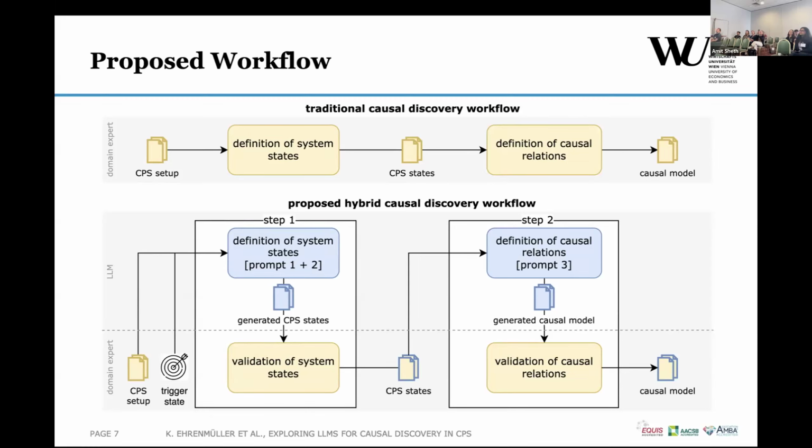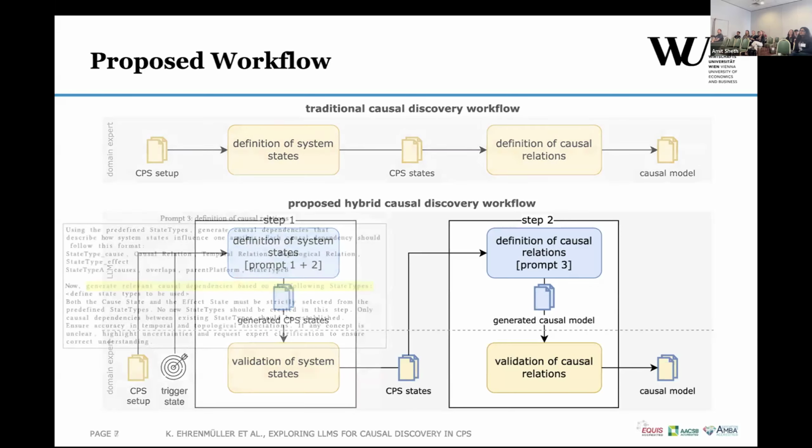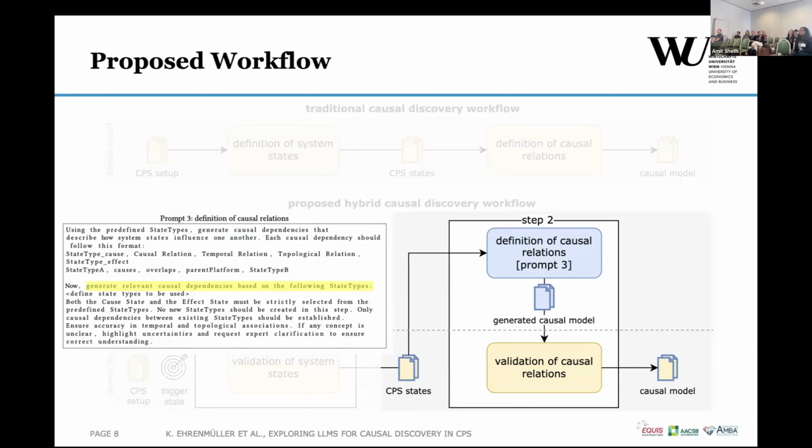Once we have these validated states, we go back to the LLM and ask it to define causal relations between these states that have been defined and validated. In the third prompt, given the following state types, we ask which causal relations it proposes in terms of cause-effect pairs, temporal and topological constraints, as well as causal types.